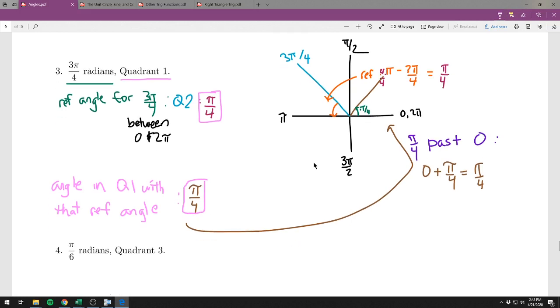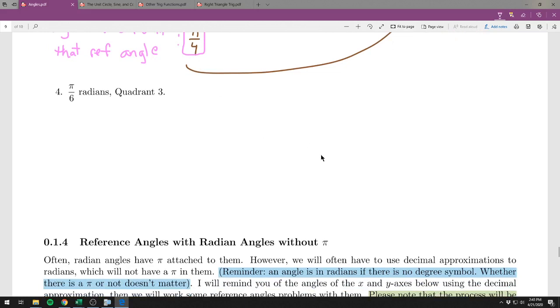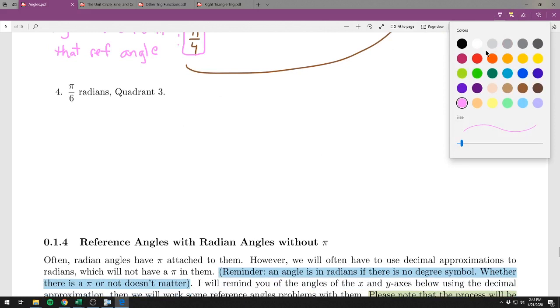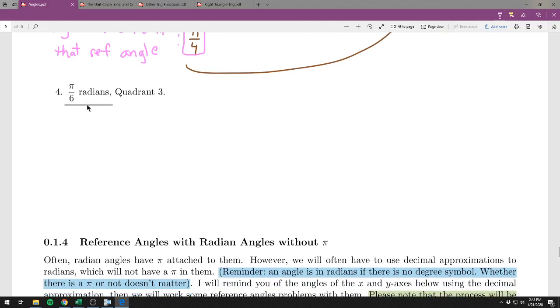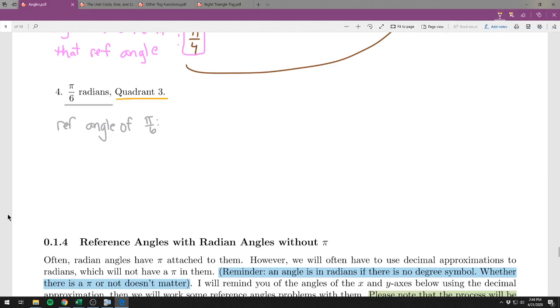And just one more here. I like to have a lot of combinations just so you can see a lot of them. It's good to have extra practice with a lot of the stuff in this section. We want to figure out the reference angle for pi over 6. And then we want to figure out the angle in quadrant 3 with that reference angle.